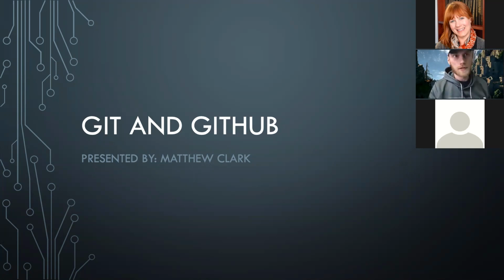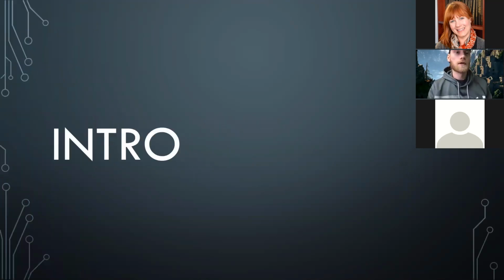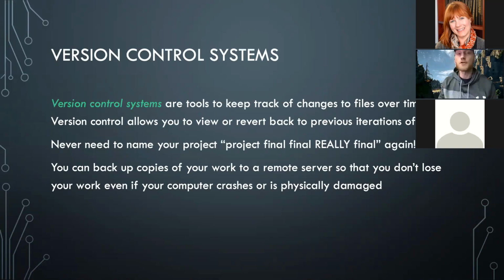So the presentation here is on Git and GitHub. So I'll just start with a little introduction. So version control systems, that's kind of the category of technology that we're talking about here. They're used to track changes to files over time. And these version control systems allow you to revert back to previous iterations of the files. You're never going to need to name your projects final, really final again.